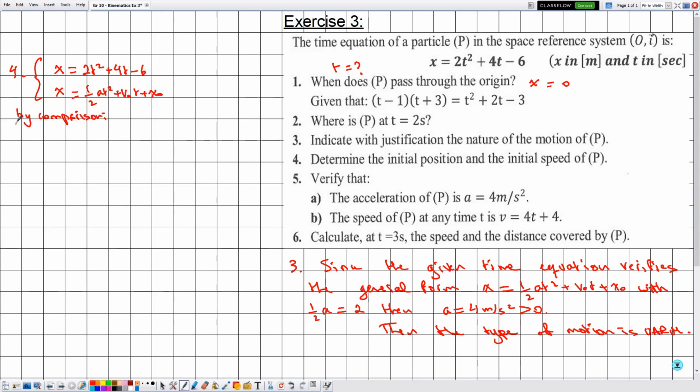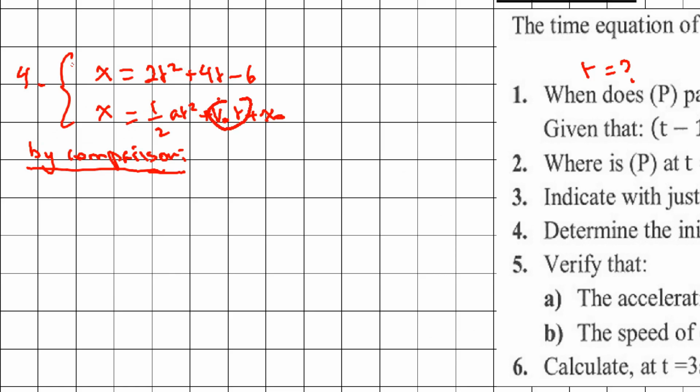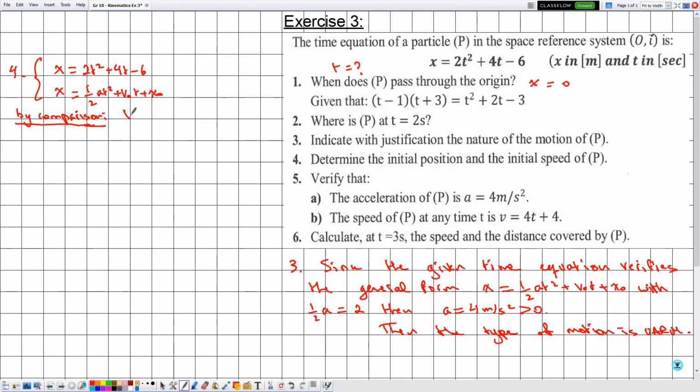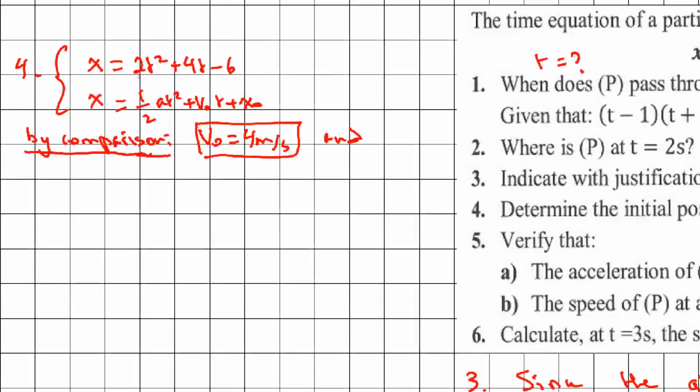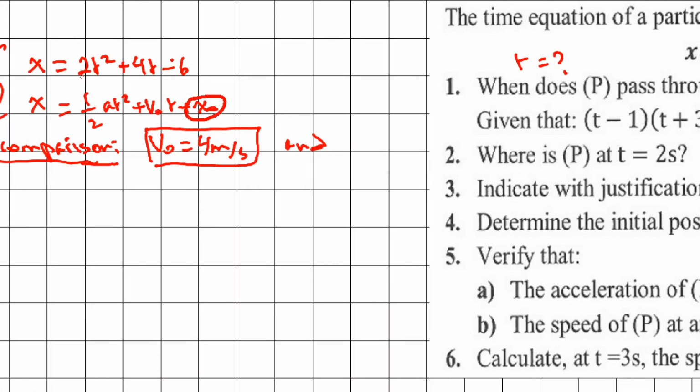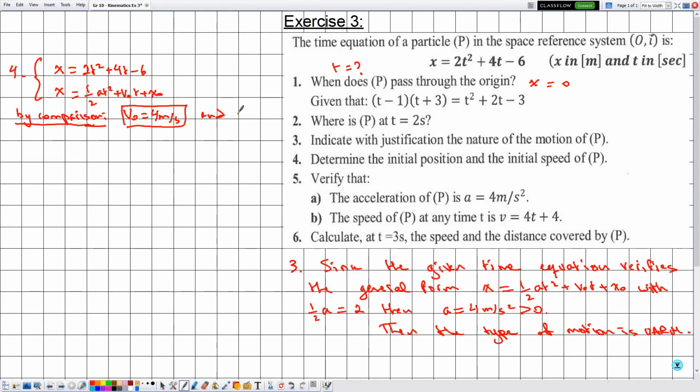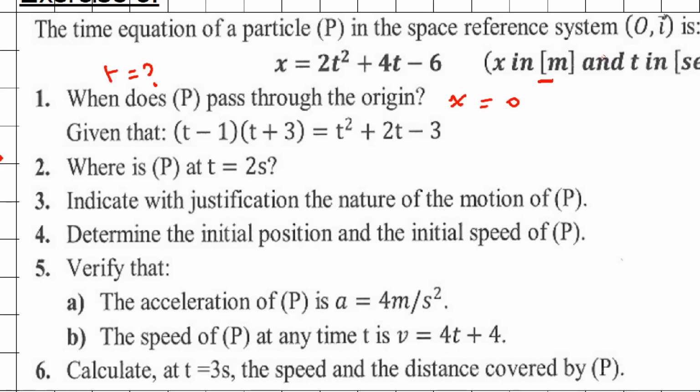the speed corresponds to the linear term. This is the linear term. Comparing both terms, we can see that the value of v0 is given by 4, and the SI unit of the speed is meter per second. Whereas the initial position corresponds to the constant, and the constant in this case is given by minus 6. We don't forget the minus sign. So x0 is equal to minus 6, and the SI unit of the position is meters.